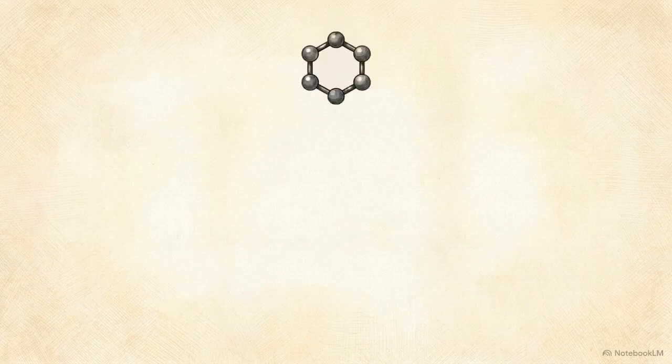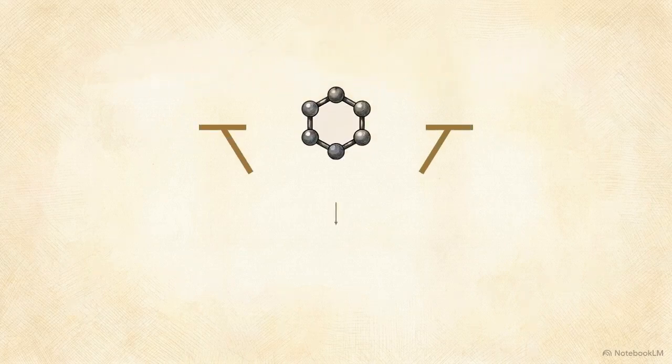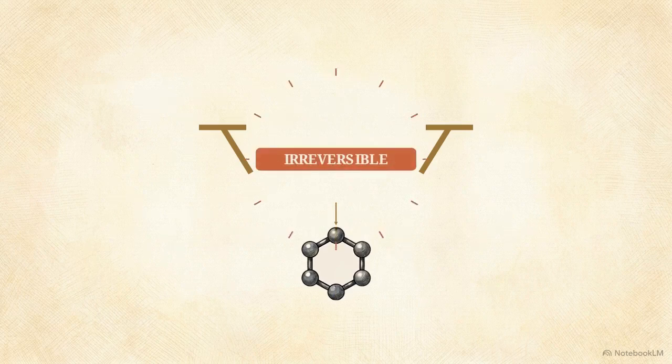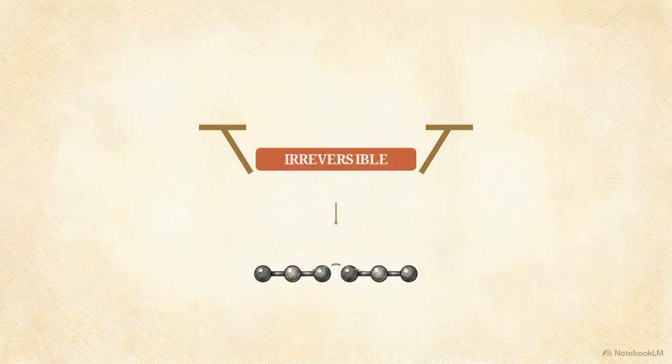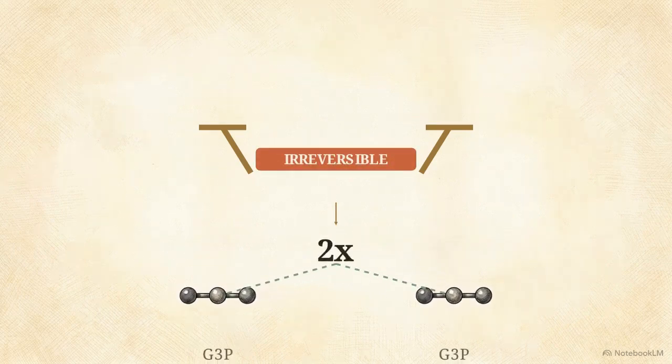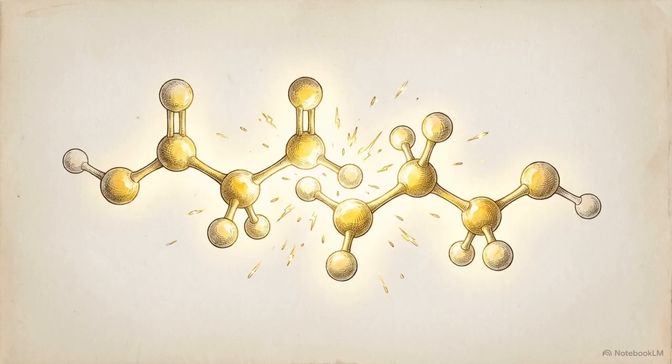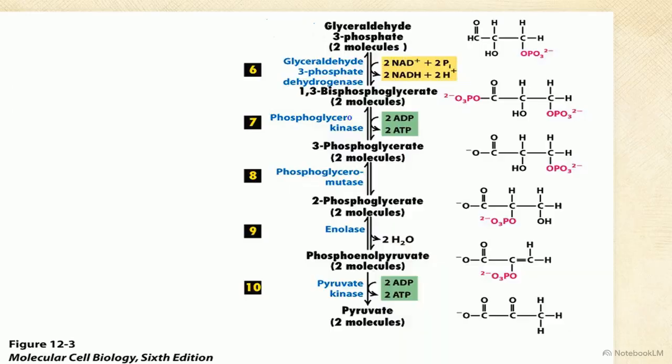By spending 2 ATP, the cell has essentially set a molecular trap. It has irreversibly committed the glucose to breakdown and doubled its potential return by creating 2 reactive G3P molecules. The cell now enters the energy payoff phase, where it will recoup its investment by stripping the G3P molecules of their high-energy electrons. Step 6 is the critical oxidation event.